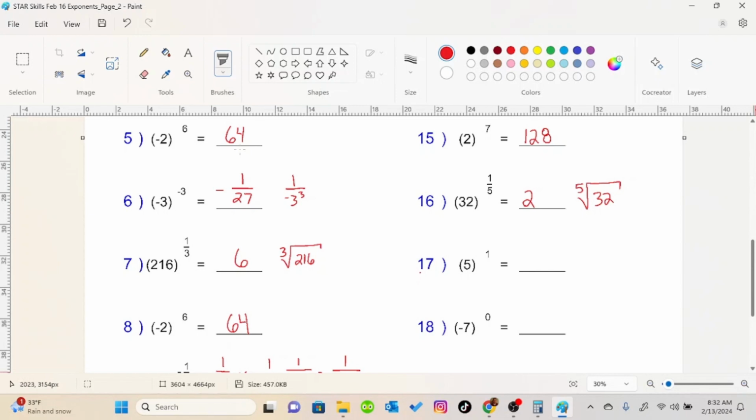Number 17. We have 5 to the power of 1. Anything to the power of 1 is itself. So the answer is 5. Number 18. We have negative 7 to the power of 0. Anything to the power of 0 is 1. So the answer is 1.